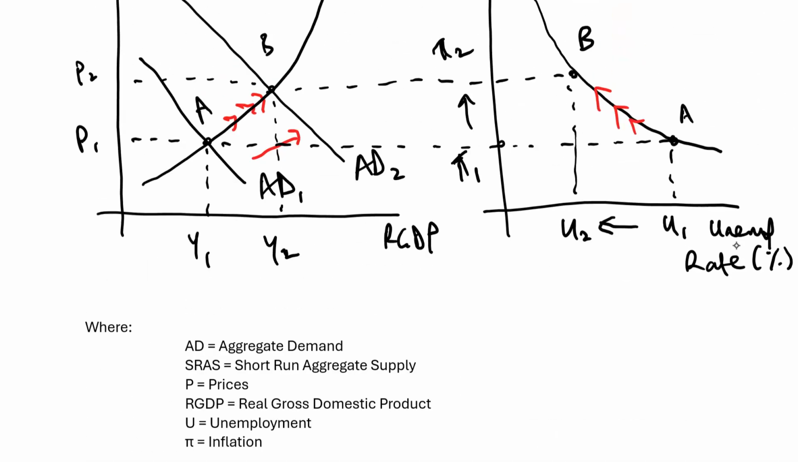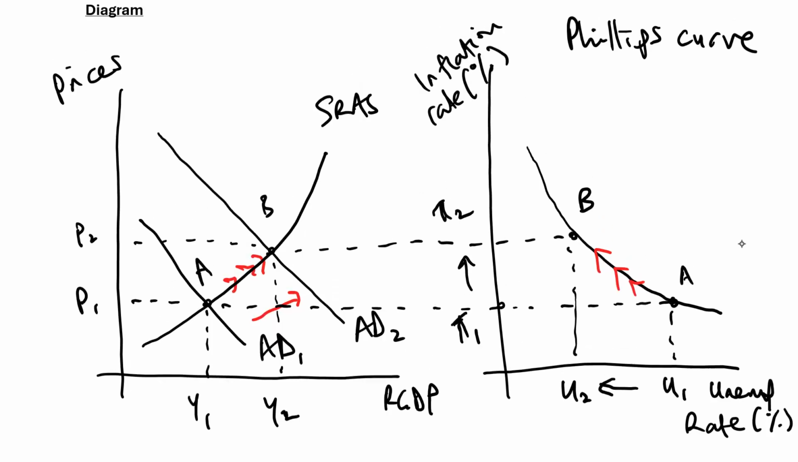So here we see that as we move from A to B, output is going to rise from Y1 to Y2. That's good. We're going to grow the economy, but the trade-off is that prices rise. Now, as we go from Y1 to Y2 and demand grows, firms have to hire more workers to keep up with this increase in demand. And so unemployment falls from U1 to U2, but then we're left with this higher rate of inflation.